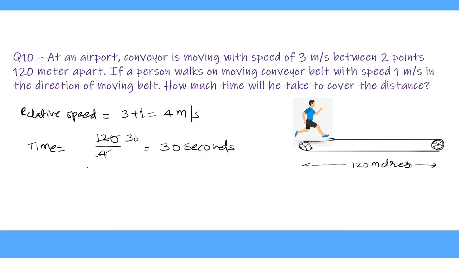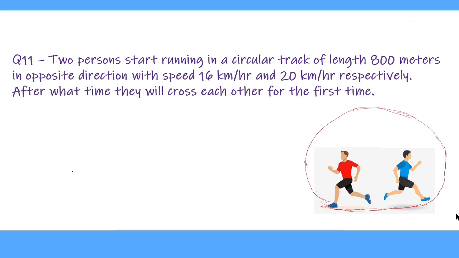This is a question of relative speed, and we have to add the speeds in this case. Two persons start running on a circular track of length 800 meters in opposite directions with speeds 16 km per hour and 20 km per hour respectively. After what time will they cross each other for the first time? This question is of relative speed.